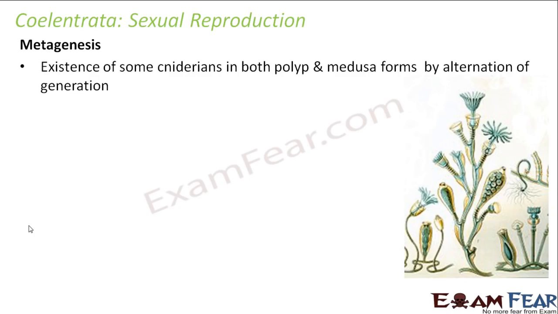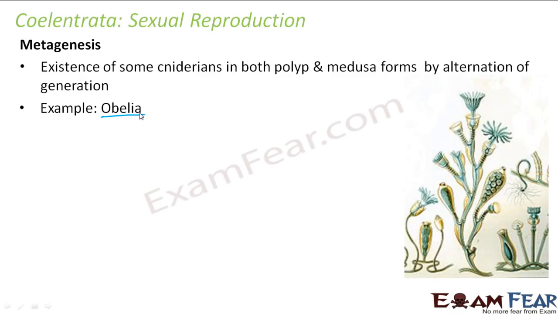And how do both exist? By alternation of generation. That means first one form will exist and then that will give rise to the other form. Again that will give rise to the first form. So each one of them will give rise to the other form. That is known as alternation of generations. So this metagenesis is shown by some coelenterates. An example is Obelia. Obelia is one such coelenterate which actually exists in both polyp and medusa form.